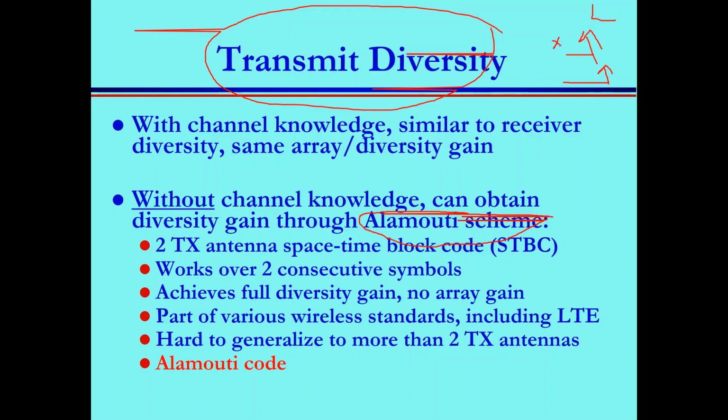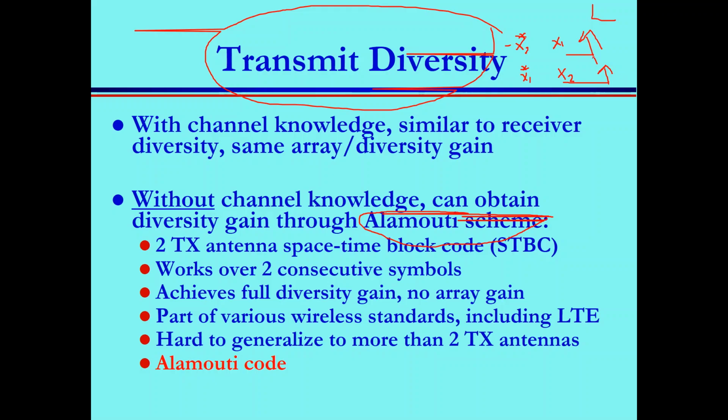So you transmit your first signal from here, x1, and you transmit your second signal from here, x2. And in the second round, you transmit here x1 conjugate, and here x2 conjugate multiplied by minus. If you design your system in this way, you can be sure all the time that you get full diversity gain too. But what's the drawback of this?